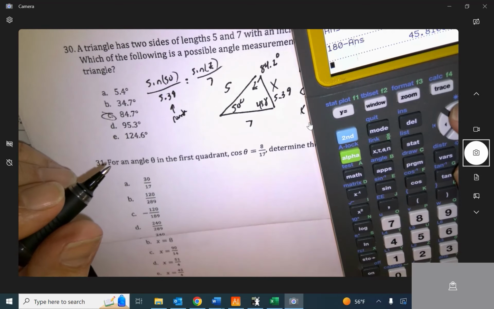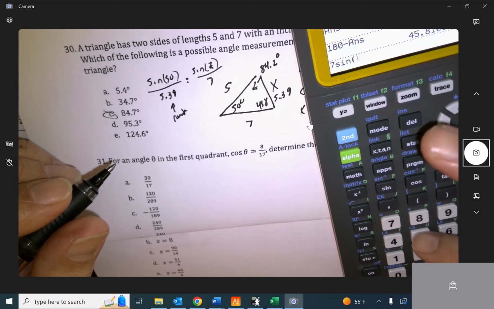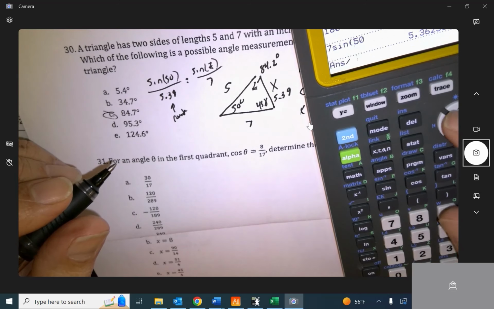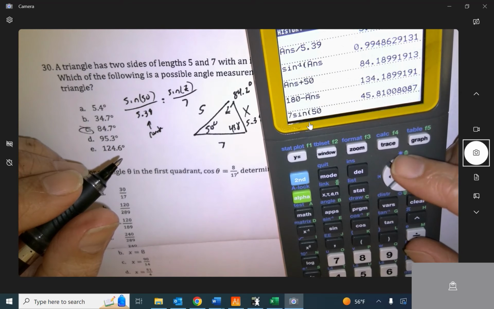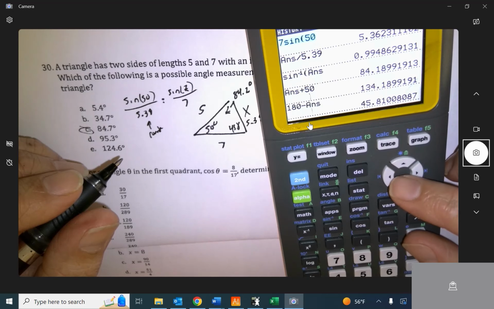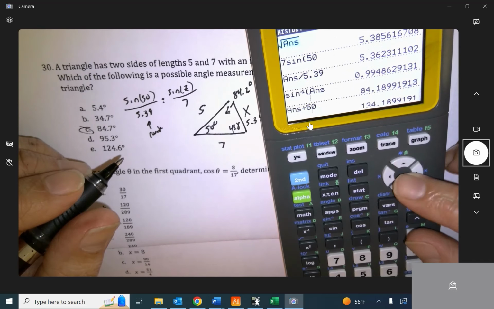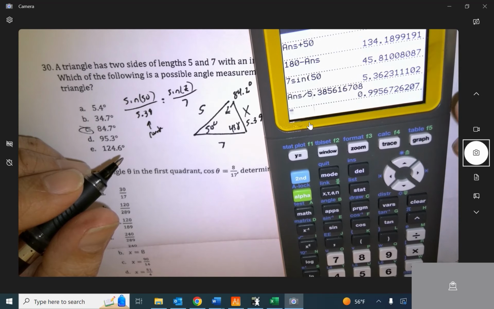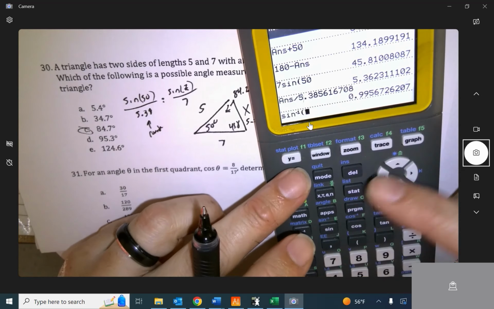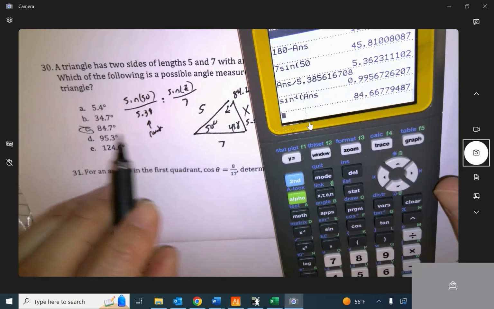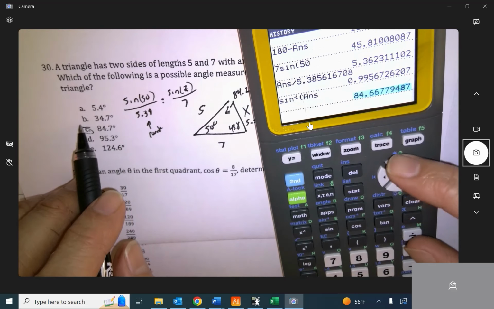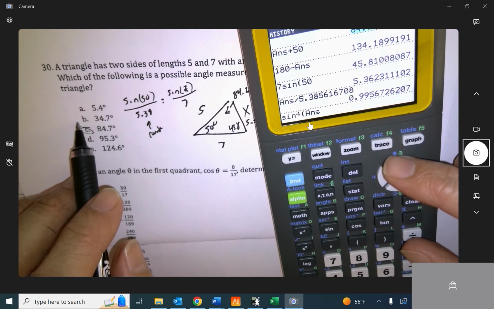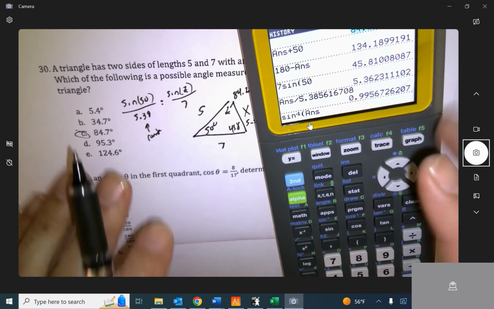Let's try not rounding. 7 sine of 50 divided by, sorry, you can't see what I'm doing. And the arc sine of that is closer than what I had. That's 84.66. I had 84.18, so rounding matters in the stuff we're doing now.